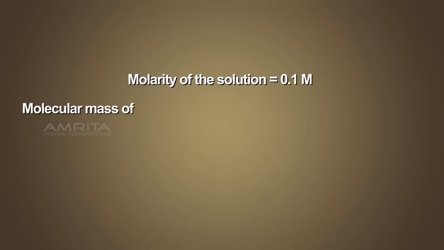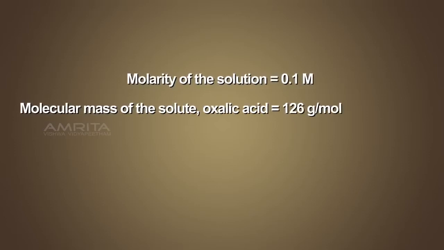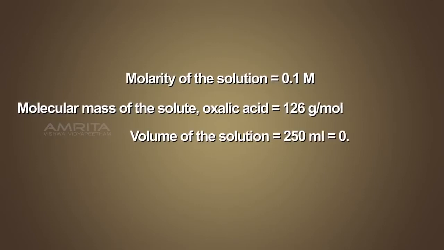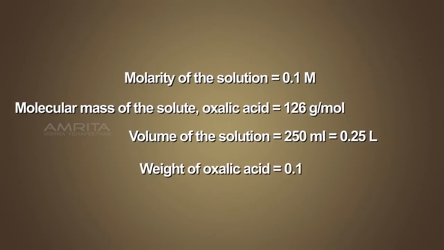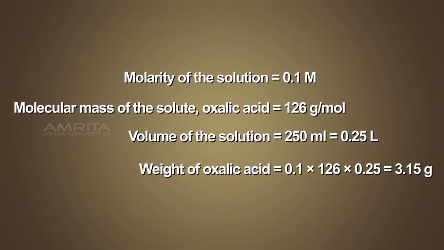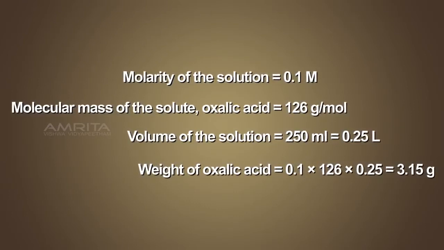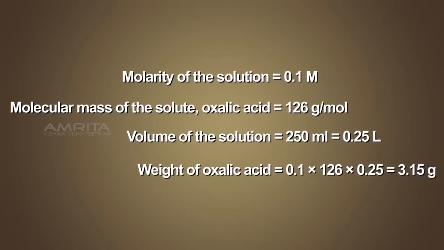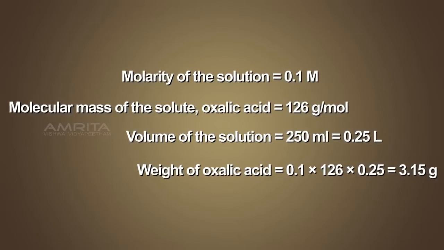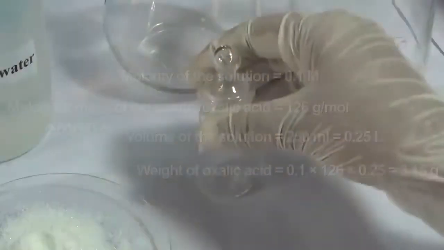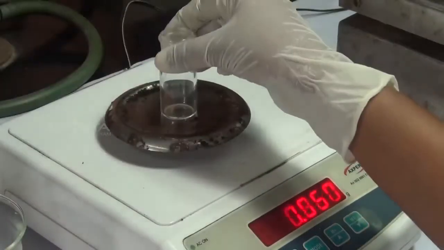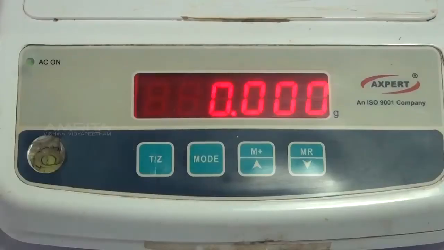Molecular mass of the solute oxalic acid is 126 grams per mole. Volume of the solution is equal to 250 ml, that is equal to 0.25 liters. Therefore, the weight of oxalic acid required is equal to 0.1 into 126 into 0.25, that is equal to 3.15 grams. Place the weighing bottle on the electronic balance and tare the balance.